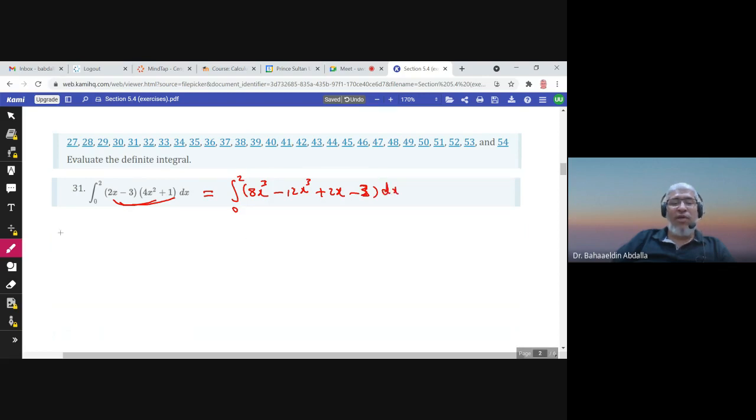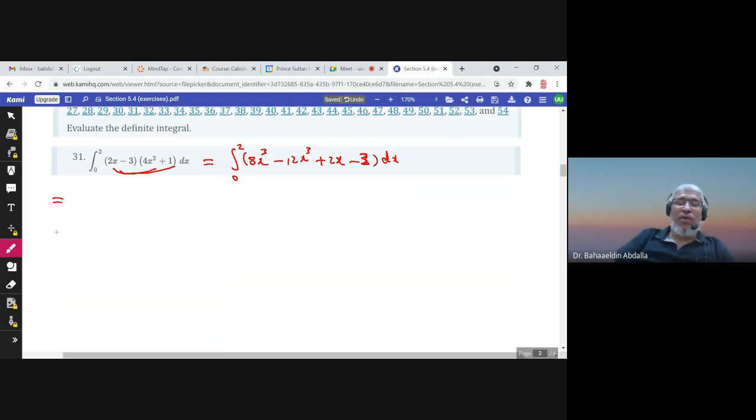And now we can find the integral. The 8 stays, and the integral of x cubed is x to the power 4 over 4, from 0 to 2, minus 12. X cubed, I write it x to the power 4. Is this x cubed? No, this is x squared, because negative 3 times 4x squared is negative 12x squared.